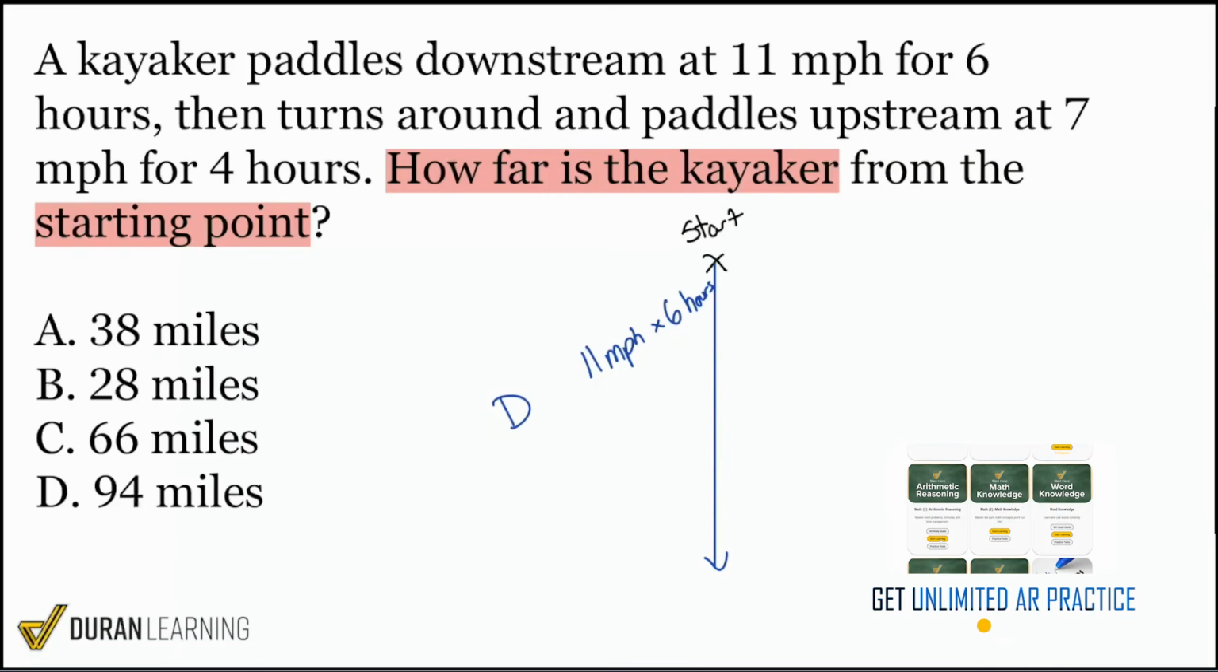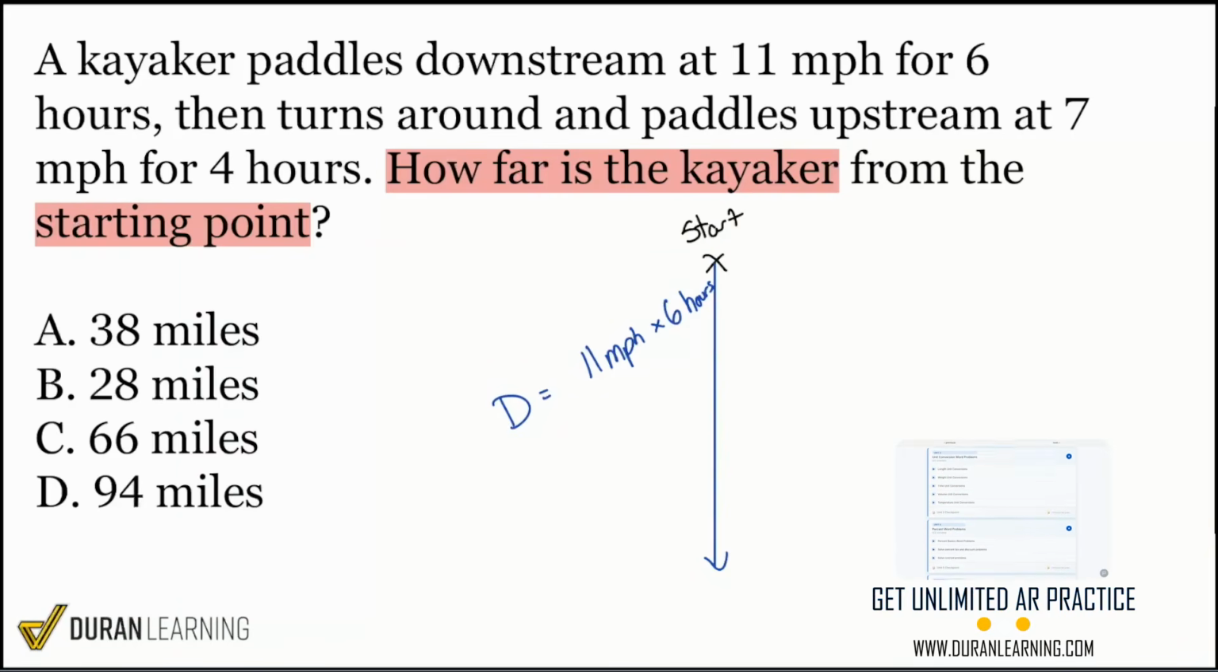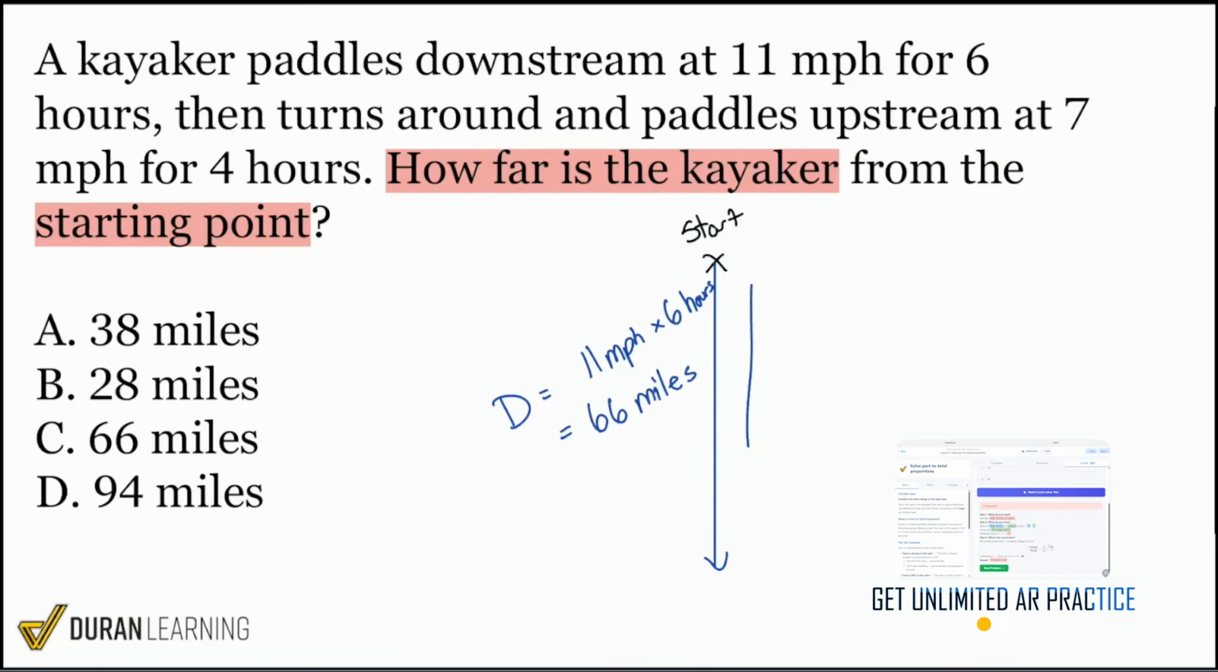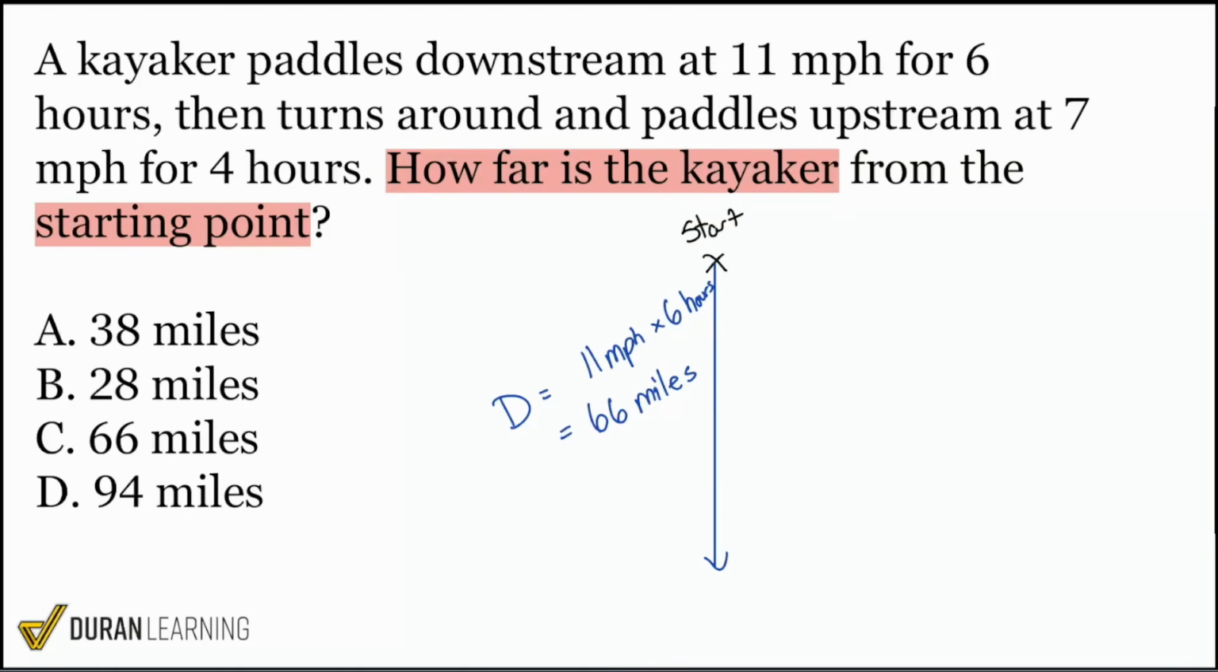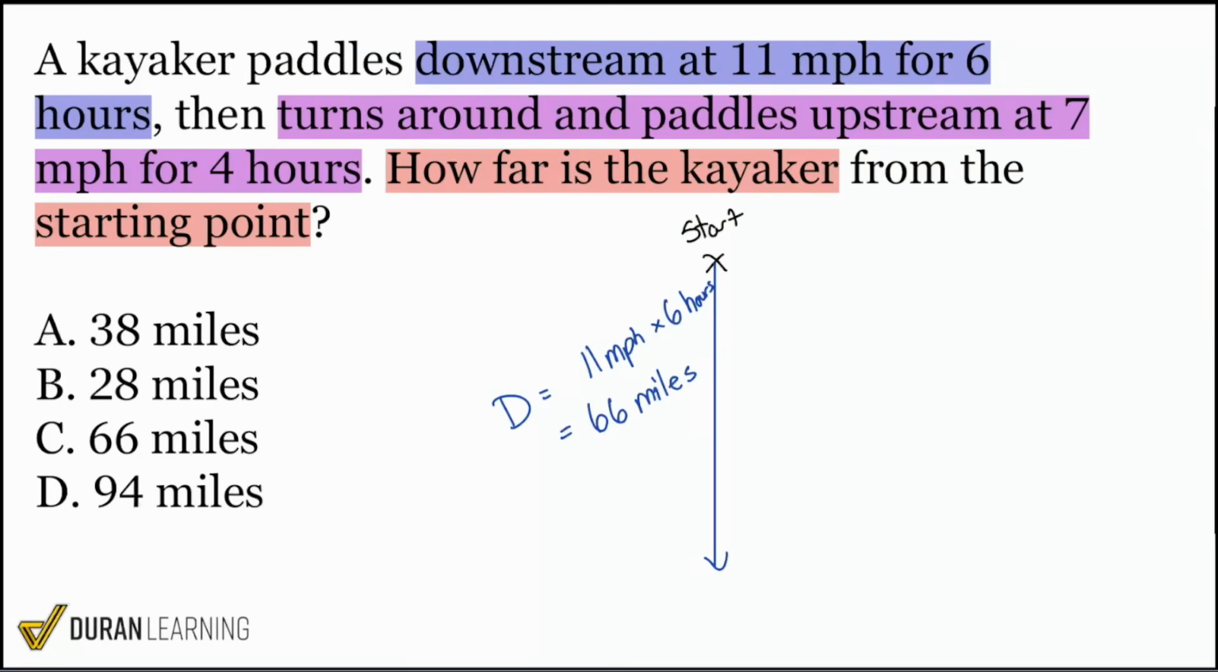And so everyone, what is 11 multiplied by 6? What's that going to give us? Yeah, simply put, 11 times 6, that gives us 66. So that is 66 miles specifically downstream. Now, I'm going to cover that in blue, so let's just go ahead and highlight that nice and easy. And then in purple over here, turns around and paddles upstream at 7 miles per hour for 4 hours.